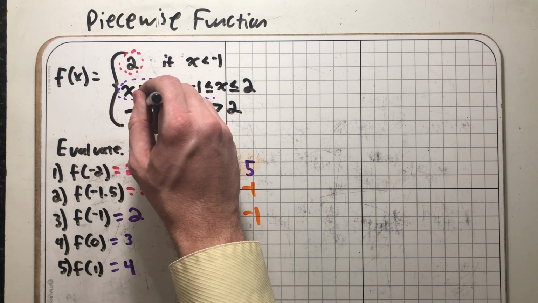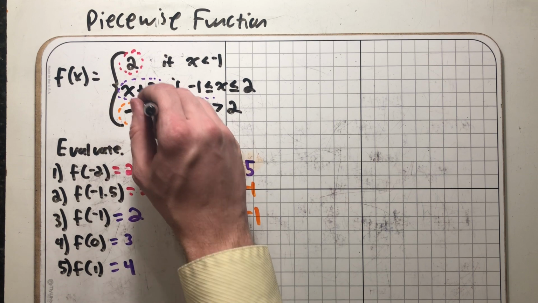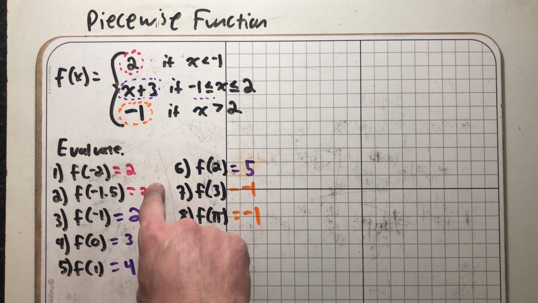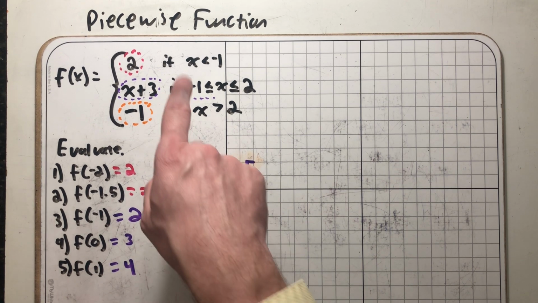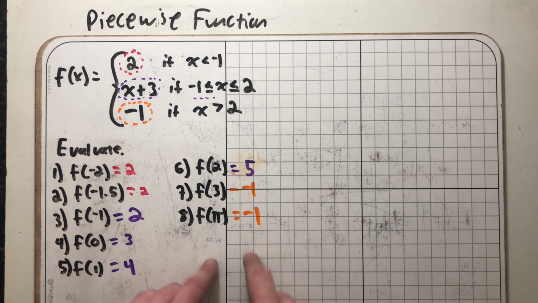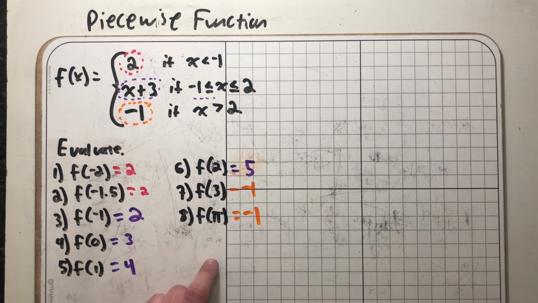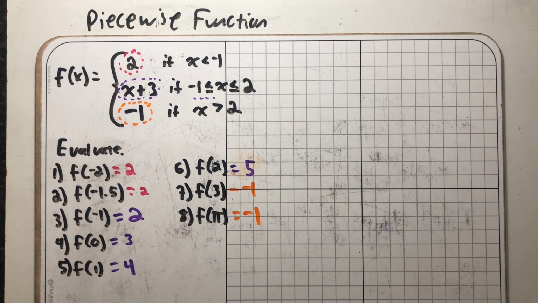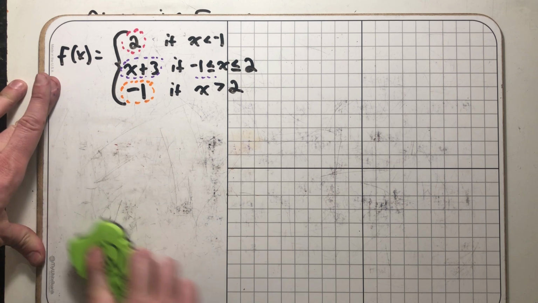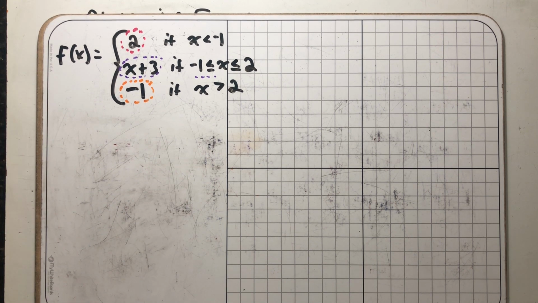So I have three different pieces, and right now I'm kind of thinking of them sorted into those different colors. All the x's less than minus 1 give me a 2. All of the x's between minus 1 and 2, they give me whatever x plus 3 is. And finally, anything larger than 2 gives me that minus 1. So we've evaluated a piecewise defined function. What I'd like to do now is graph this piecewise defined function. I'm going to do that by using a table of values for each piece.